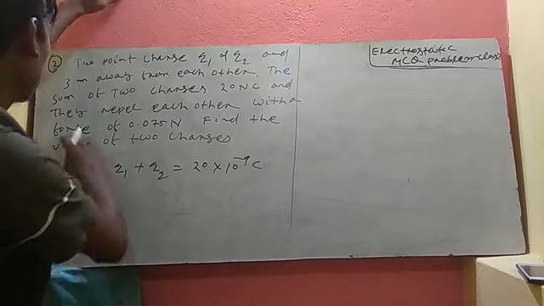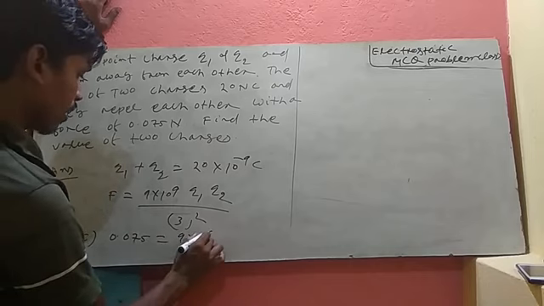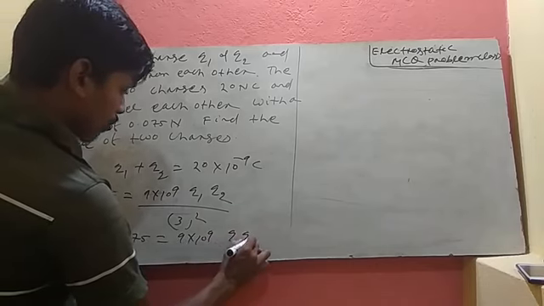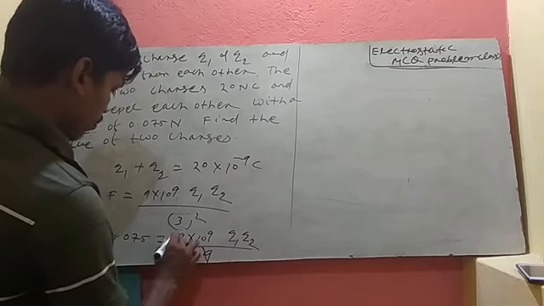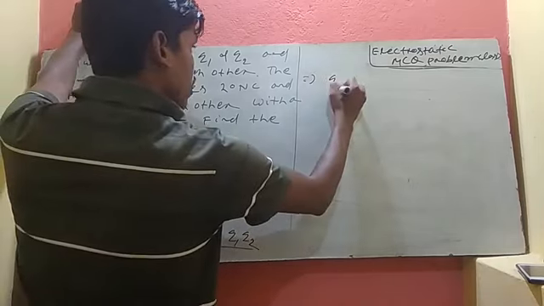Listen, so force is given. We have already known the force between two charges: 9 into 10 to the 9, directly we can write Q1 Q2 by R square. R means 3 meter, 3 square. Force is given. Force is 0.075, equal to 9 into 10 to the power 9 Q1 into Q2 by 9. So 9 cancels. So finally, write down Q1 into Q2 is what?